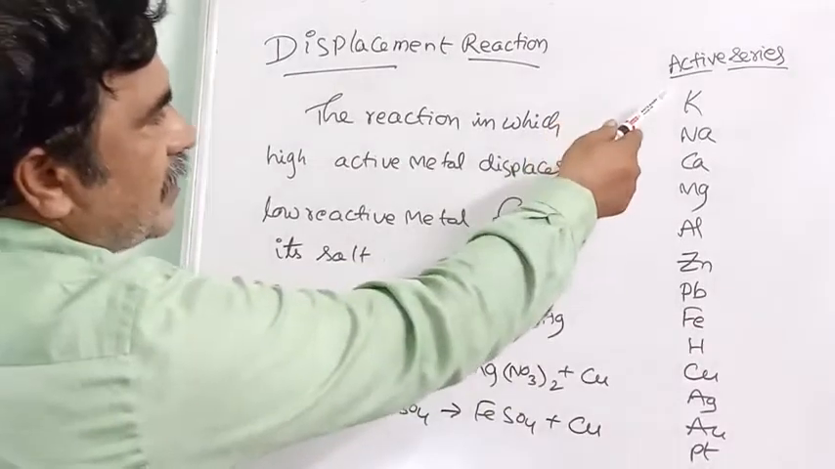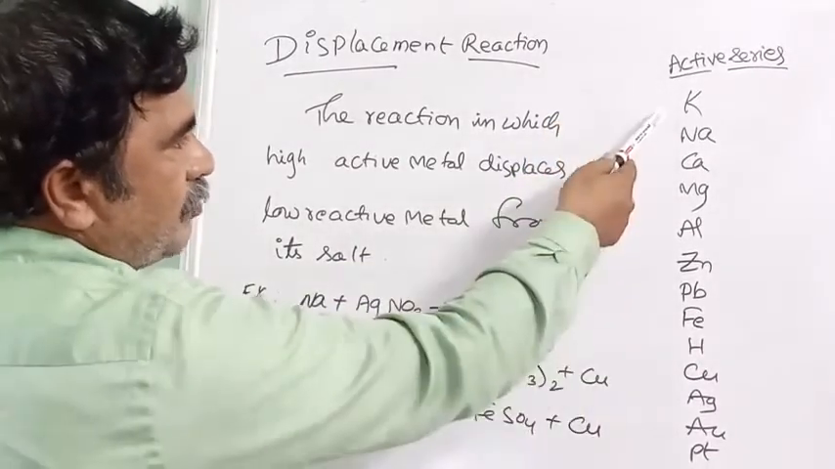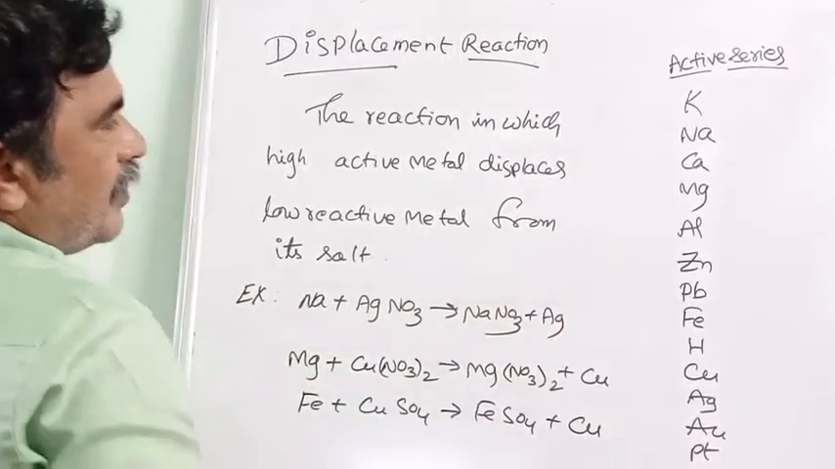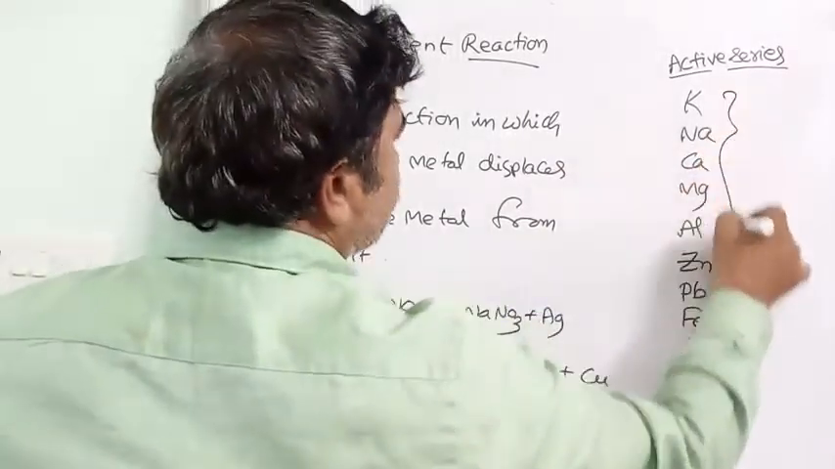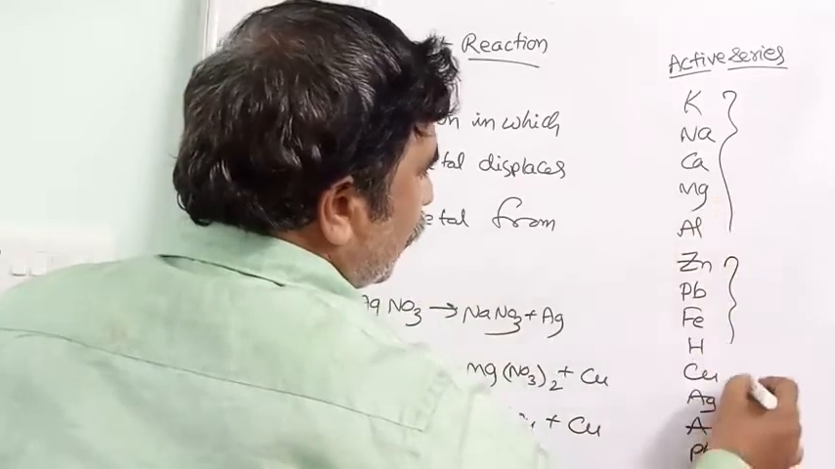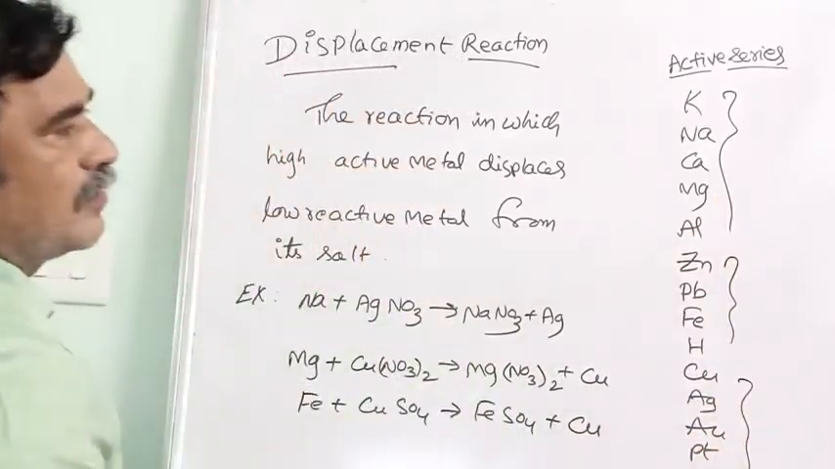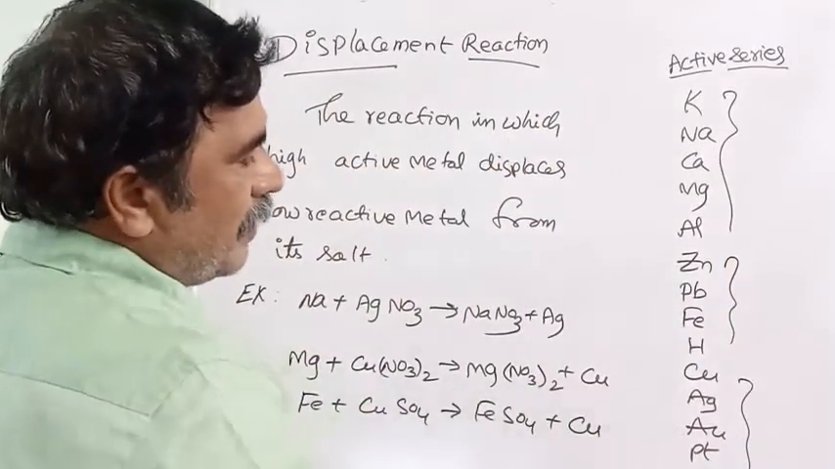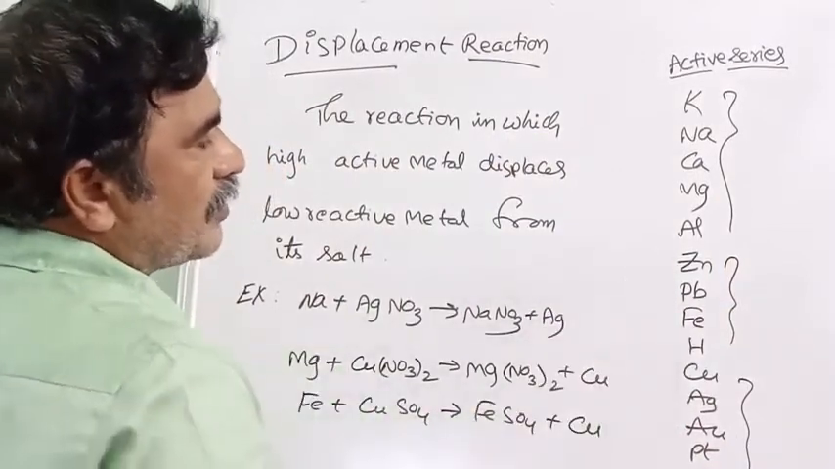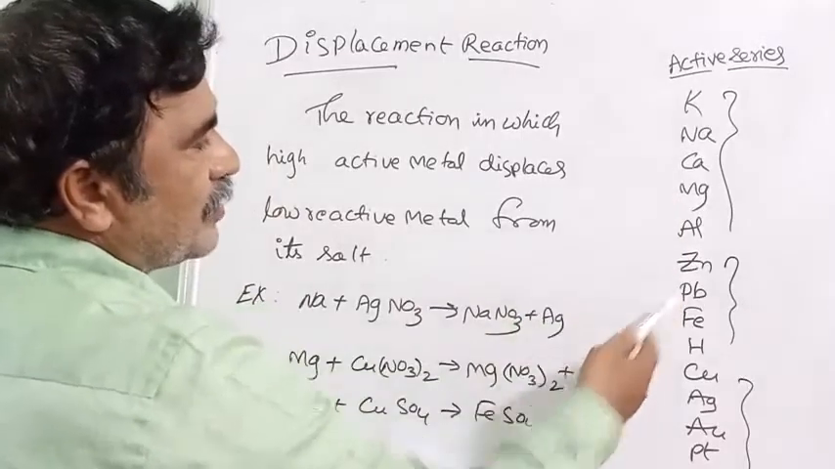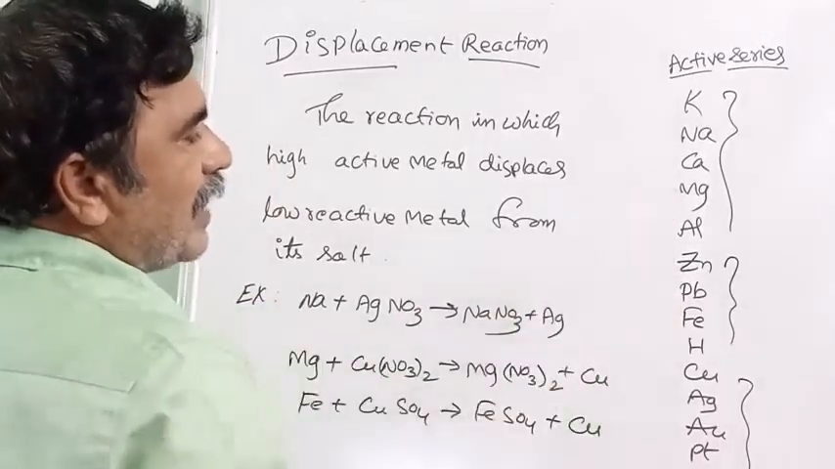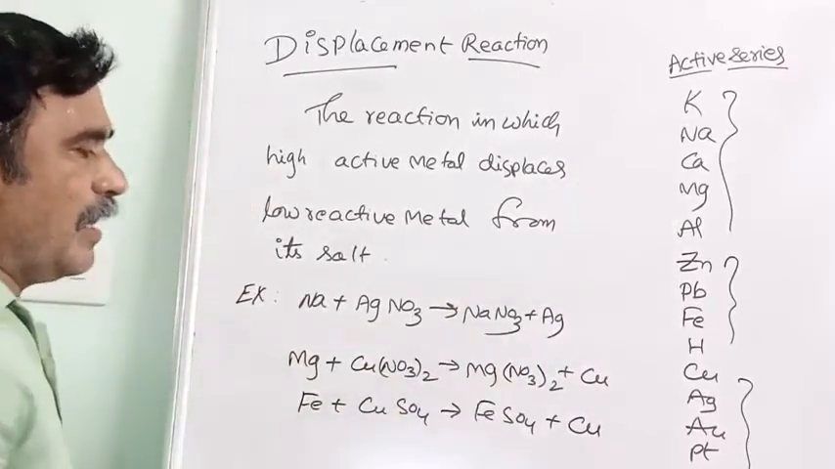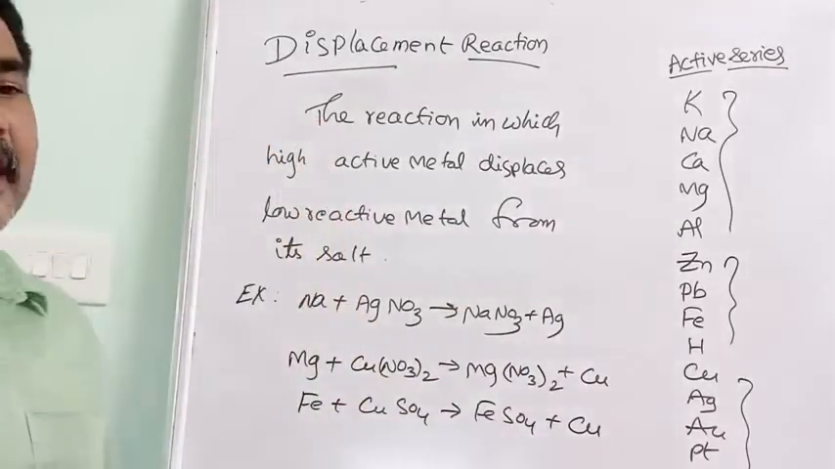Which is highly active and which is low reactive? There is a series here: potassium, sodium, calcium, magnesium, aluminium. These are highly active. These are the middle active. These are the low active metals. This is the order of displacing. Zinc can displace copper. Copper cannot displace zinc. Calcium can displace zinc, but zinc cannot displace calcium. A higher metal displaces a lower metal. That reaction is called displacement reaction.